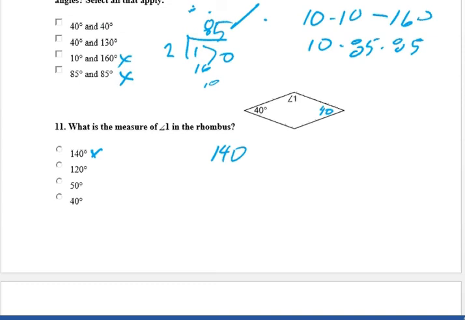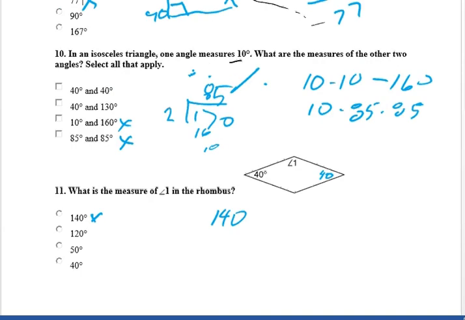Okay, what is the measure of angle 1 in the rhombus? Rhombus, I know all angles add up to 360. I also know that opposite angles are the same. And I know that these 2 angles, this 40 and this 1, are going to add up to 180. So 40 plus what is 180? 40 plus 140.